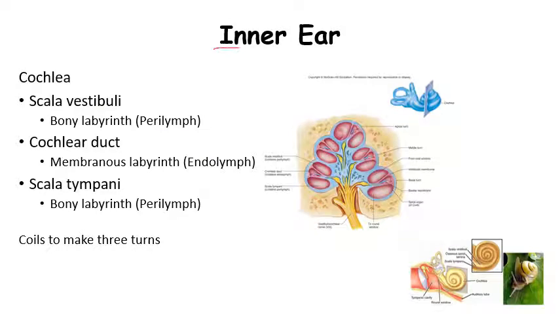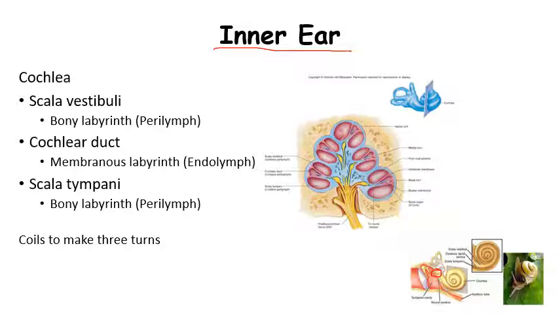So in the inner ear, the cochlea, this is where we're going to have the endolymph. You can see here there's that little oval window pushing in, and that stapes is pushing into the endolymph fluid in this cochlea. You see the cochlea makes these three turns. So it goes around.